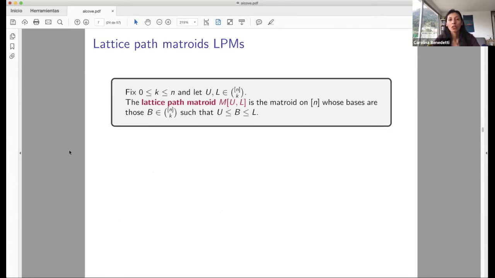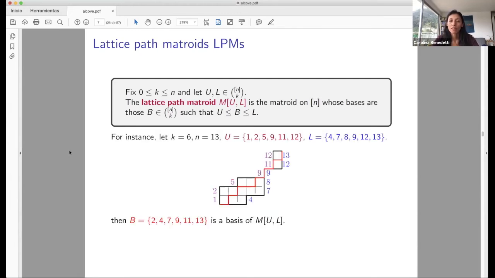Okay, so I also need to define what a lattice path matroid is. Let me show you a picture that is, I guess, easier for describing them. If you want to describe what a lattice path matroid on the ground set n of rank k is, you just need to present what the k-tuples that are bases of your matroid are. Graphically, you can do it as follows. For your lattice path matroid to be fully described, you only need to tell me what I'm going to call the upper path and the lower path.